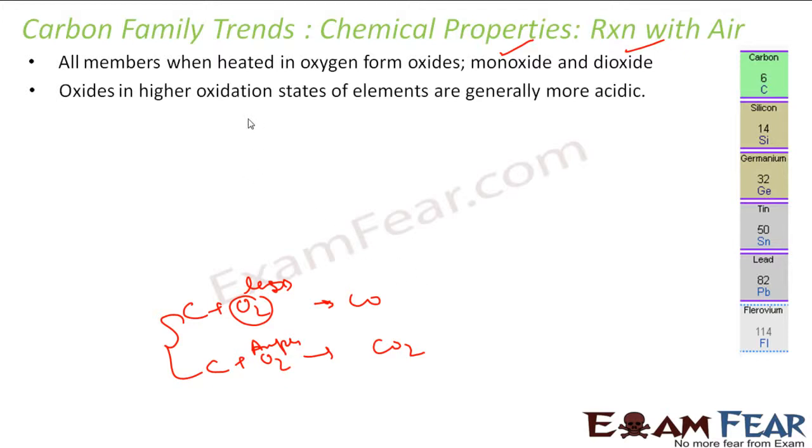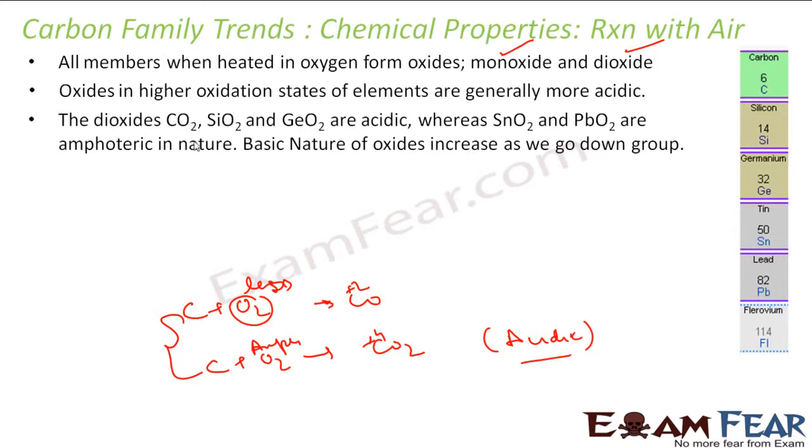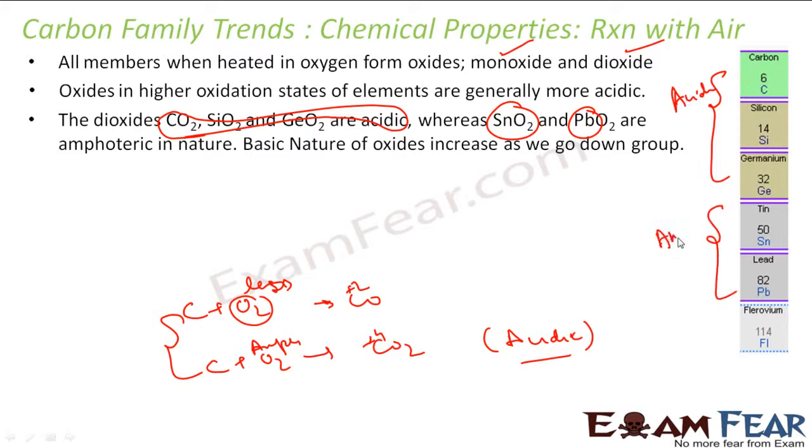Oxides in the higher oxidation state are generally more acidic. So if you see, this one has +2 and this is +4. This guy is more acidic. The dioxides, if you see, are more acidic, and these guys are amphoteric.